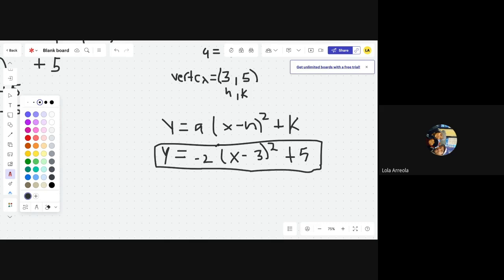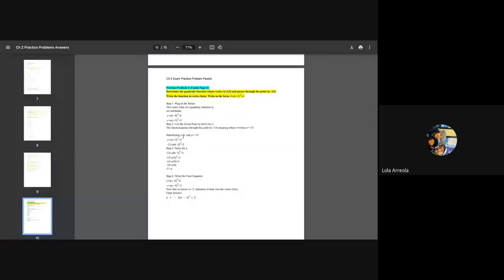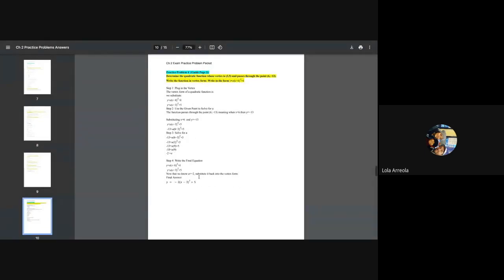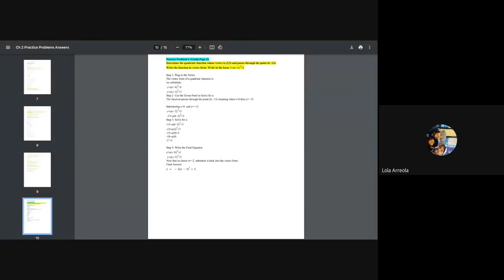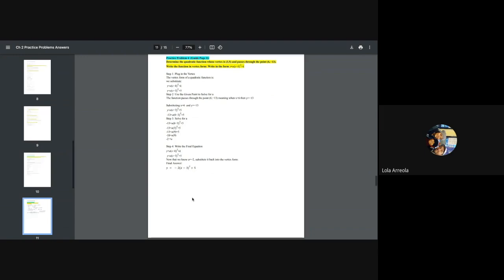Okay, moving on. All right, that's what this work is saying. Write the function in vertex form. This is the final function in vertex form where I have an A and I plug in H and K.